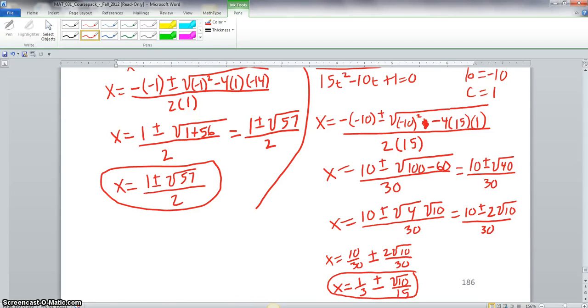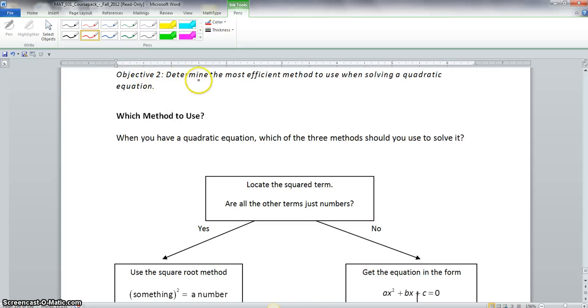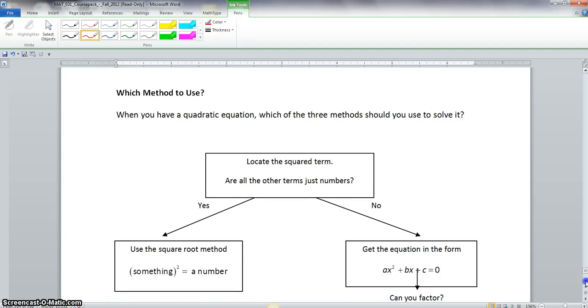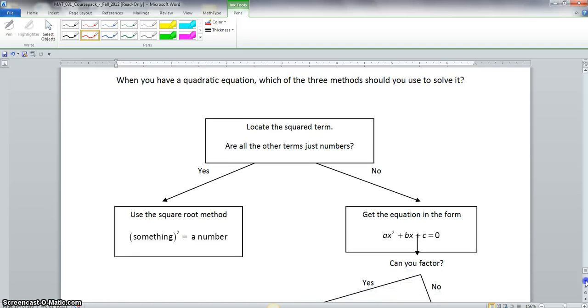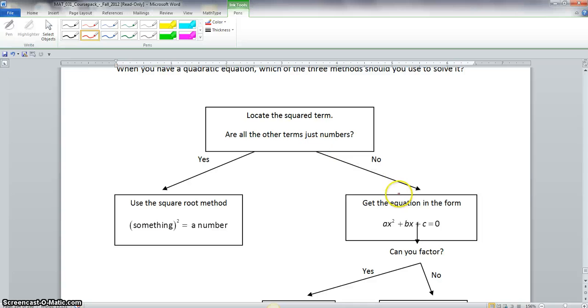Now, we look down here at objective 2. Determine the most efficient method to use when solving a quadratic equation. It says which method to use. When you have a quadratic equation, which of the 3 methods should you use to solve it? Locate the squared term. Are all the other terms just numbers? If yes, you could use the square root method, if something squared equals a number. Or if it's no, then we would take this route here.